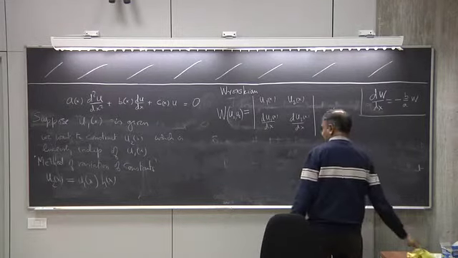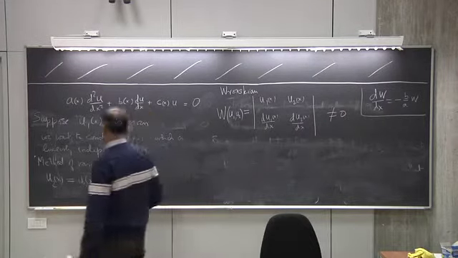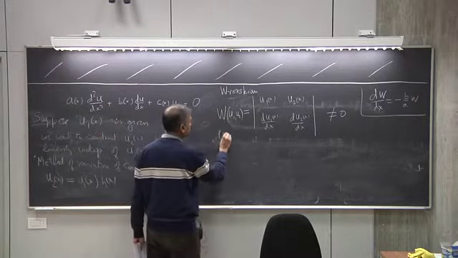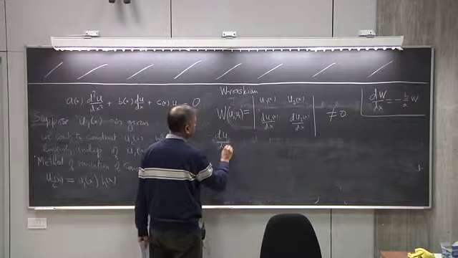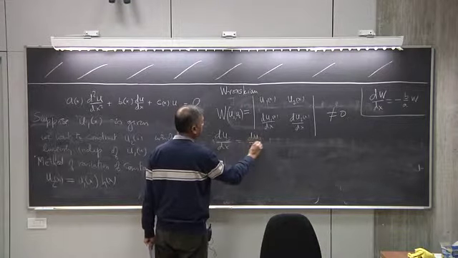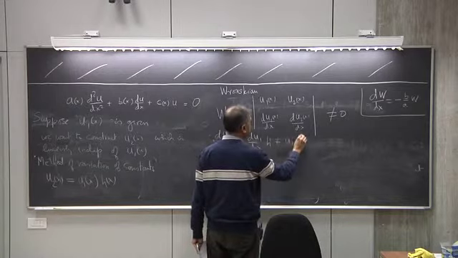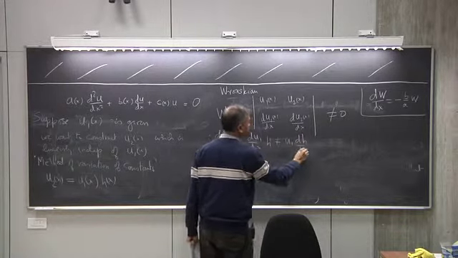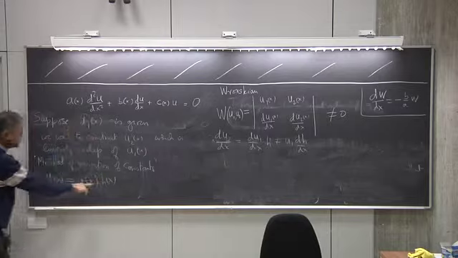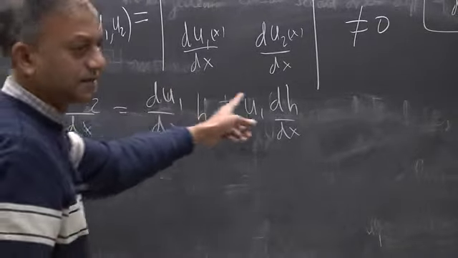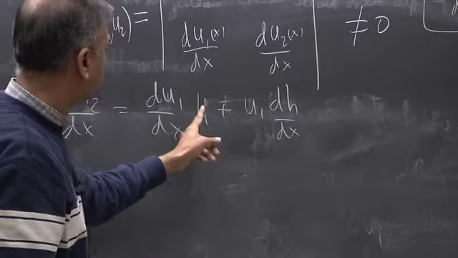So let's plug that inside this equation. So let's see what this means. So du2/dx is simply du1/dx times h plus u1 times dh/dx, right? Again, I just use the Leibniz rule. I mean, some places I may not write x, but I hope it's understood that these are all functions of x.